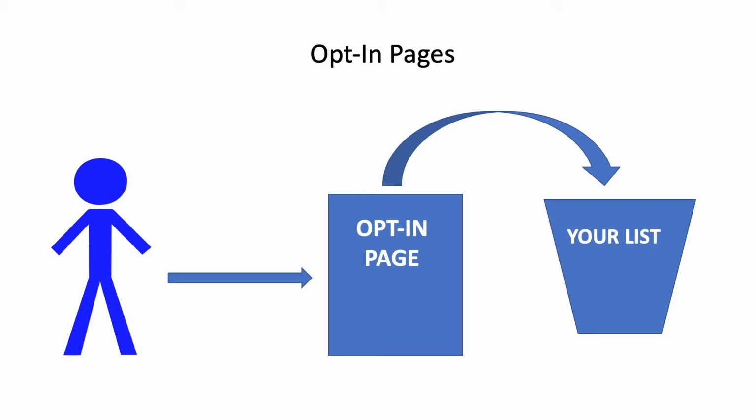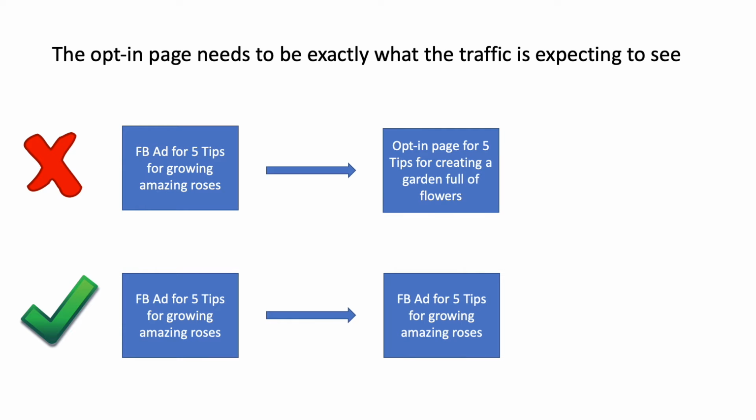There are a few important rules to remember when we're creating our opt-in page. The first rule is that the opt-in page needs to be exactly what the traffic is expecting to see. For example, if you've got a Facebook ad running for a free ebook for 5 tips for growing amazing roses, and they end up on an opt-in page which says 5 tips for creating a garden full of flowers, then your opt-in rate is going to suffer dramatically.